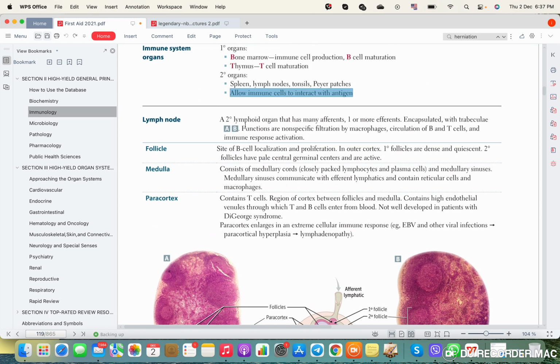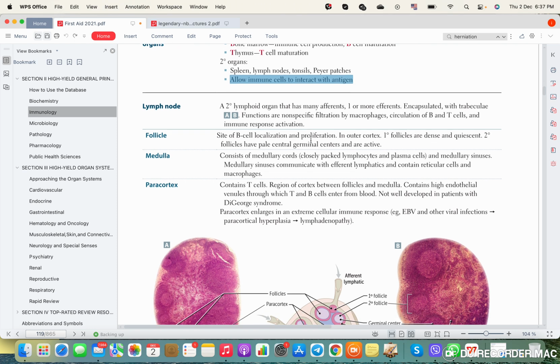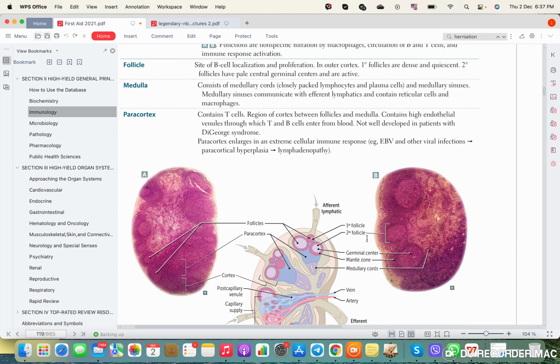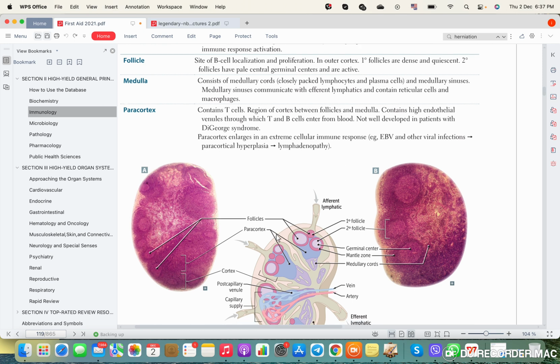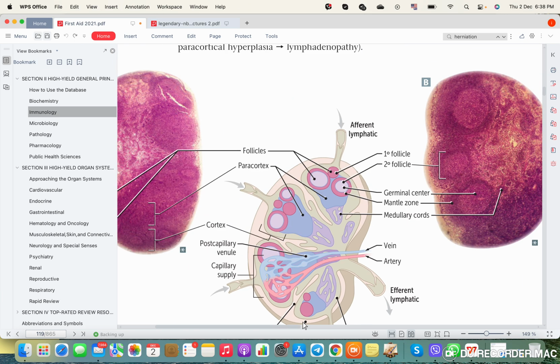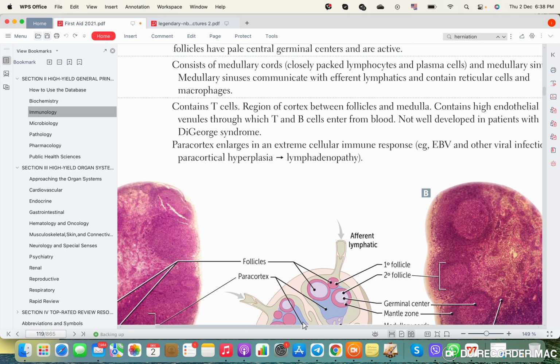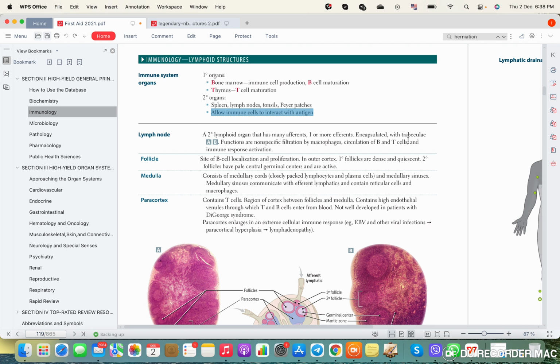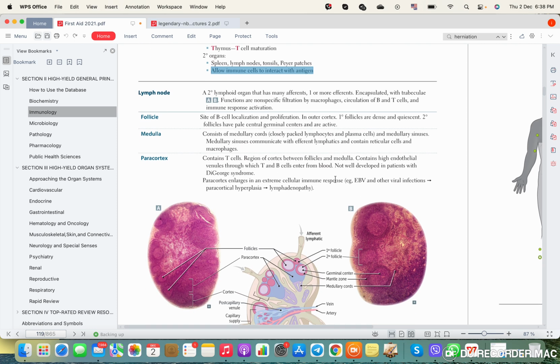So a secondary lymphoid organ, the lymph nodes of course, has many afferents and one or more efferents. It's encapsulated. So if you think about it, this is the capsule, and we will have a subcapsular region. This is why we have the capsule with trabeculae as well. If you take a look inside of it, at first look, I have no idea what is here.